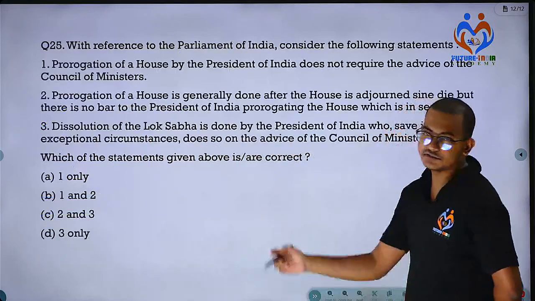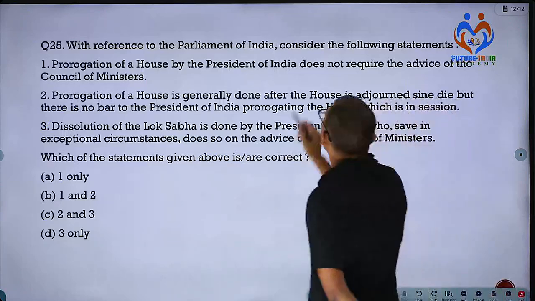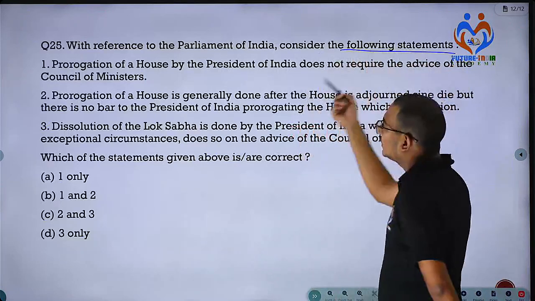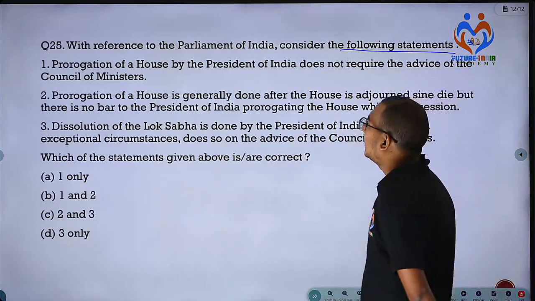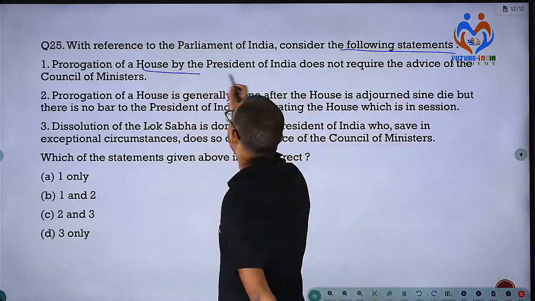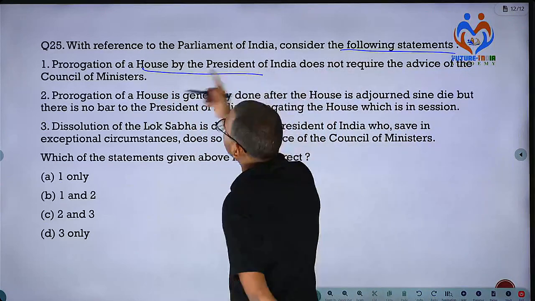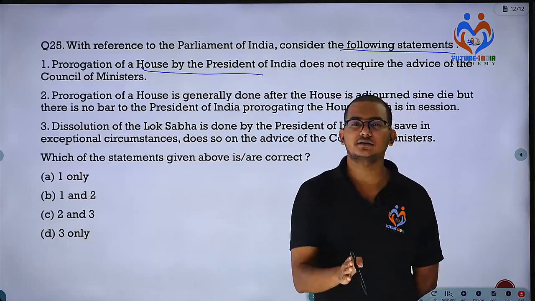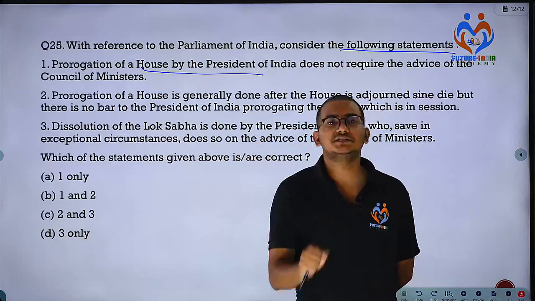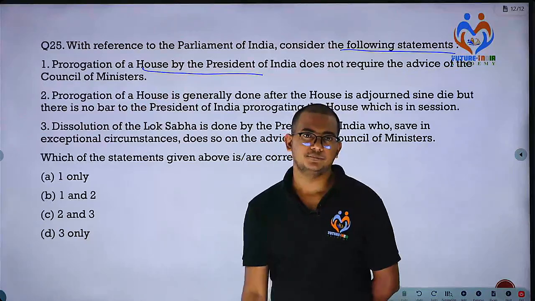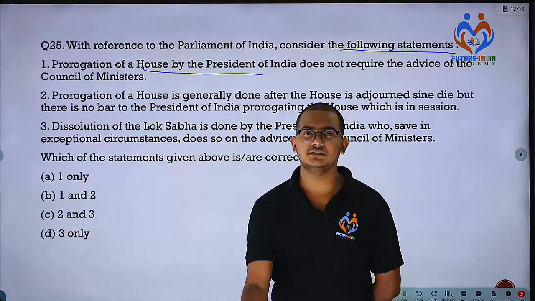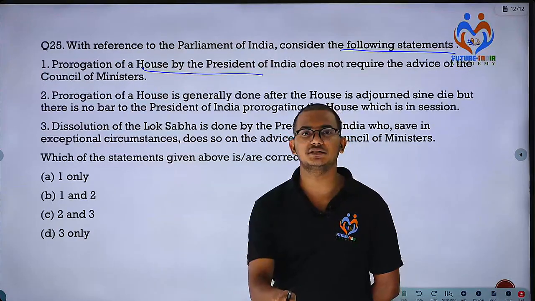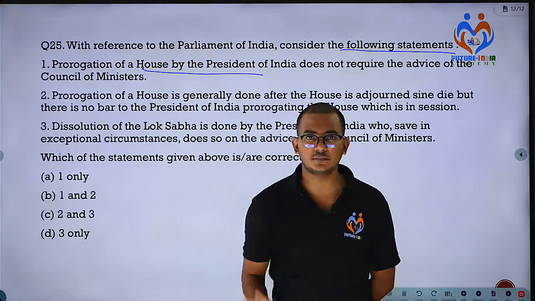Okay, and the final question for the day. With reference to the Parliament of India, consider the following statements. Prorogation of the House by the President of India does not require the advice of the Council of Ministers. Actually, he has to act on the advice of the Council of Ministers, which is mentioned in Article 74. If he has to summon the session, he has to summon it by following the aid and advice of the Council of Ministers.